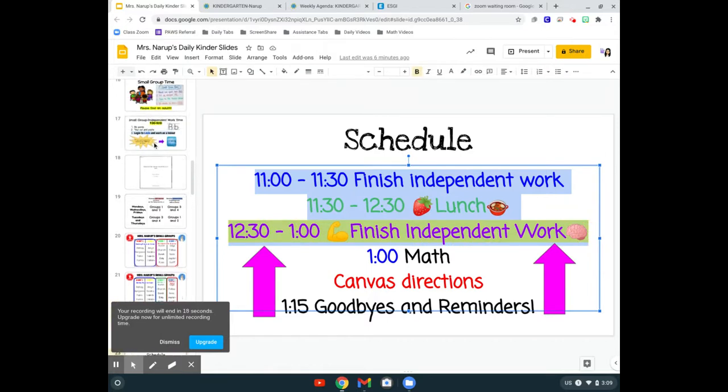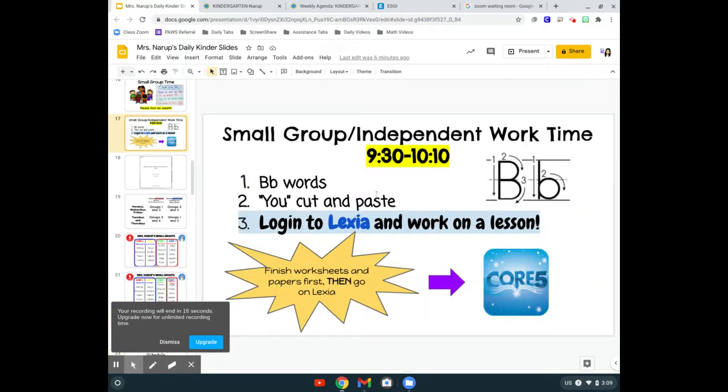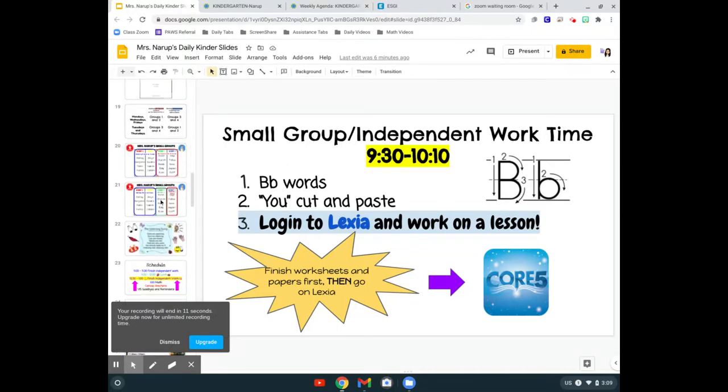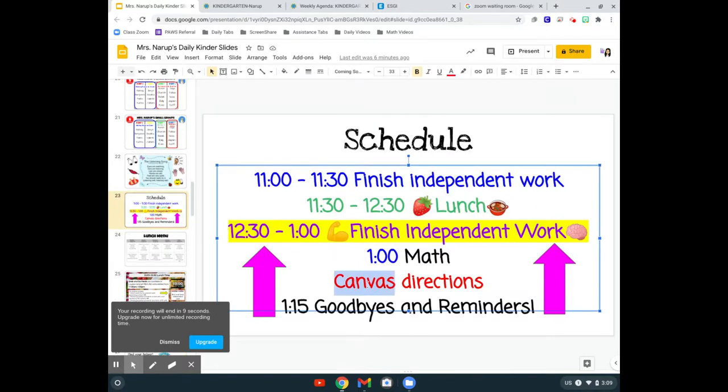So always remind them if something's not done in an earlier time, work on it during lunch or at the end of the day when we talk about Canvas.